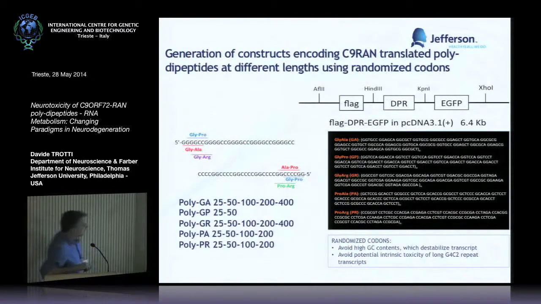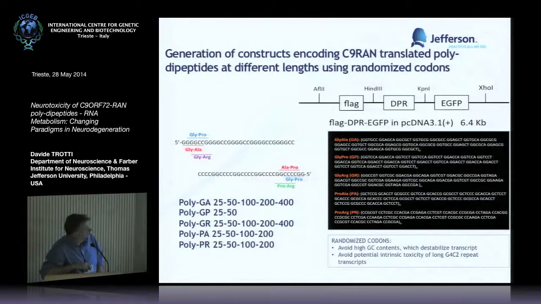So we used a strategy to generate different constructs that encode these C9ORF RAN-translated proteins. As Stuart showed before, we used a randomized codon strategy to separate out the toxicity of the RNA transcript, avoid high GC content, which could destabilize the transcript, and also avoid the potential intrinsic toxicity of a long G4C2 repeat sequence in the transcript. We wanted to make sure that what we see was not related to the RNA transcript.